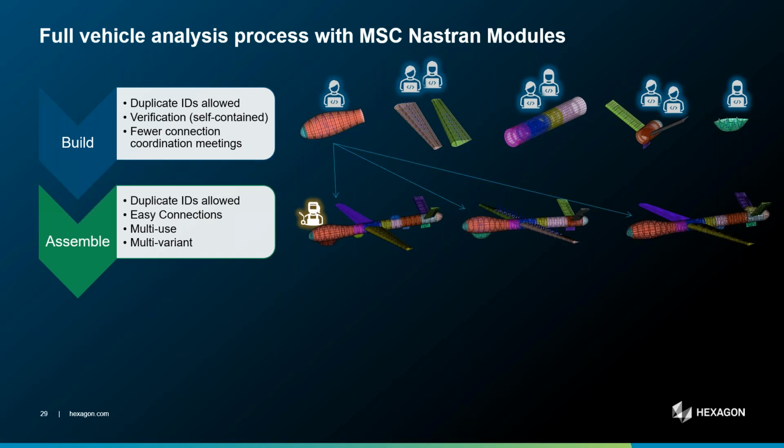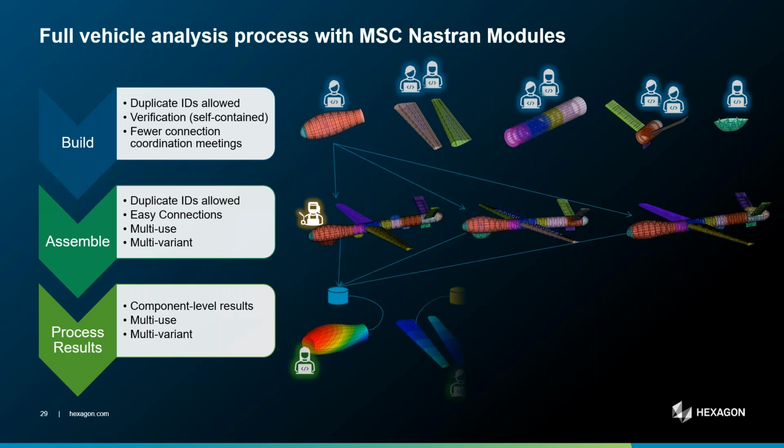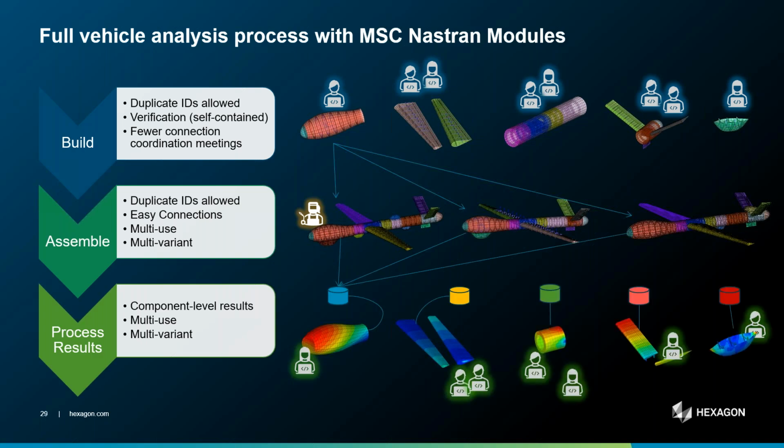Connections are very flexible. I have a lot of options available to me, whether it be automatic, semi-automatic, or manual. And modules, the individual components, are multi-use, and I can use them in multiple variants. So this assembly process is super efficient now. And lastly, post-processing has the advantage that now the results are component level and appendable, so that I can have results for my component for multiple locations and multiple variants all in one common convenient location in the same file. So that's the summary.